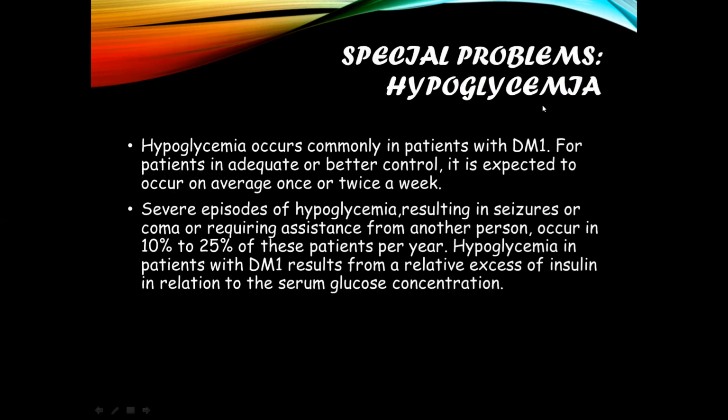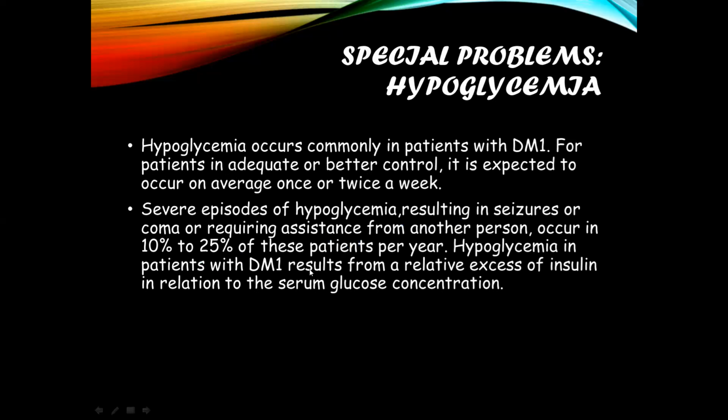One special complication that you need to counsel the patient about, you need to advise them, you need to teach them about is hypoglycemia. You need to tell them about the symptoms and what they should do once they feel that way. Hypoglycemia occurs commonly in patients with type 1 diabetes. For patients in adequate or better control, it is expected to occur on average once or twice a week. Severe episodes of hypoglycemia resulting in seizures or coma or requiring assistance from another person occur in 10 to 25%. So basically, 75 to 90% of patients are able to manage it on their own.